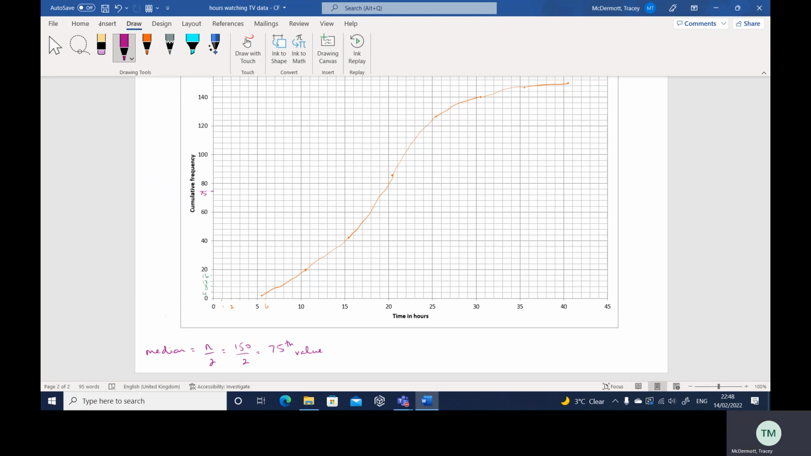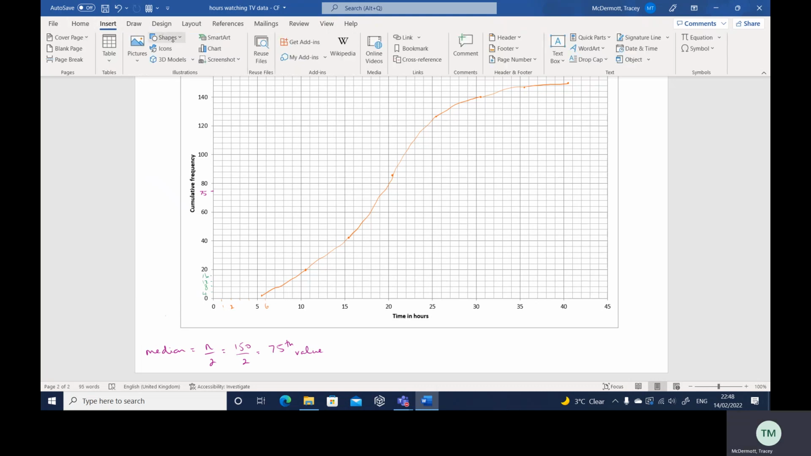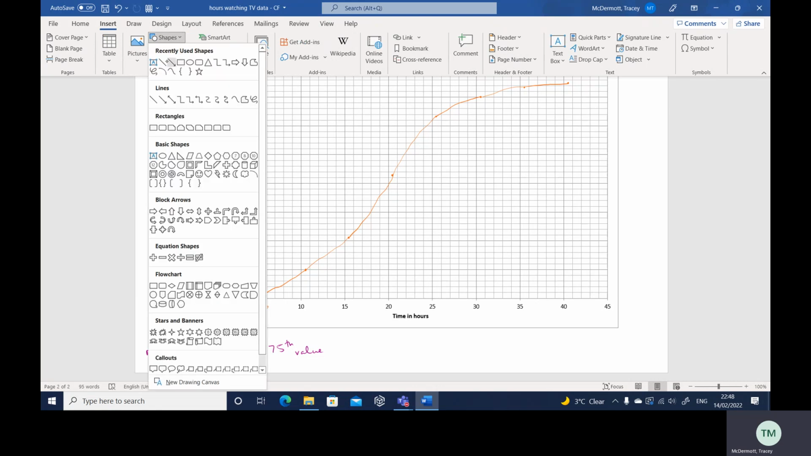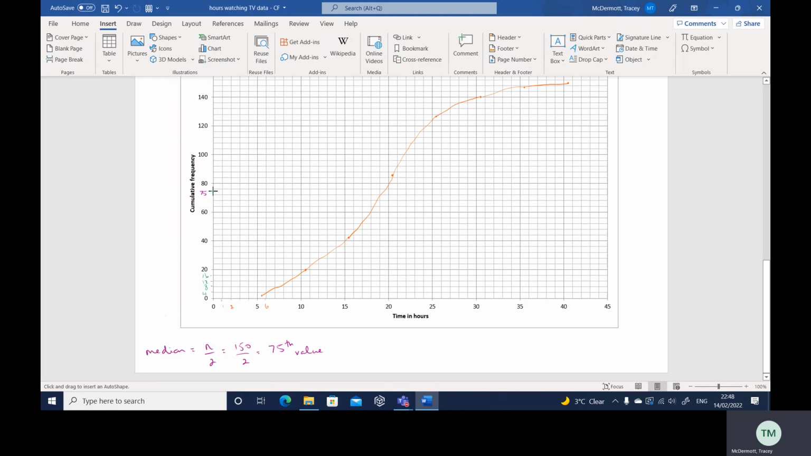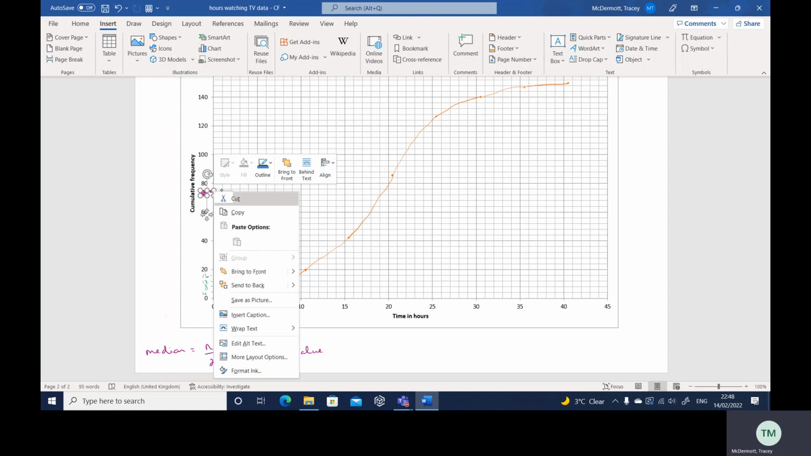Now, if you're using the page, maybe it's attached to an email, you'll need a ruler for this part. So you're going to draw straight across from 75, or that point at 75.